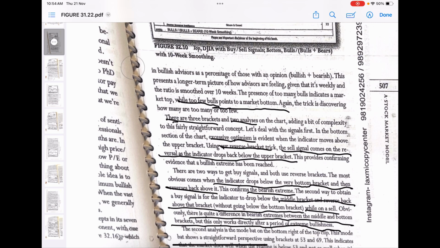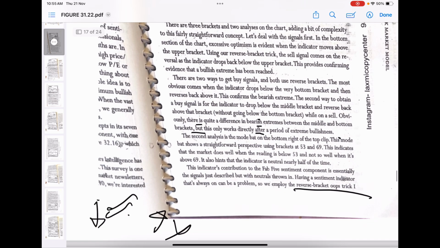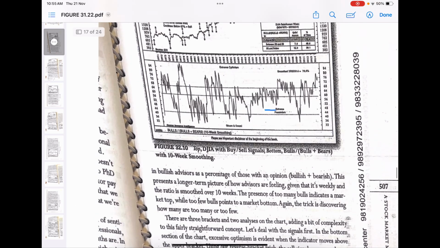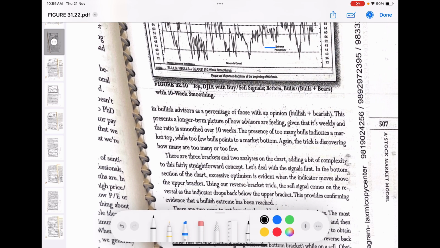Once again, let me just quickly remove all this, whatever I have underlined. Okay, so where were we? We were here.